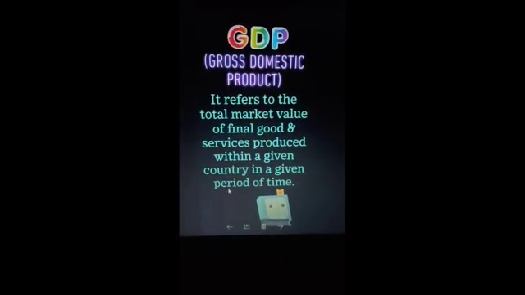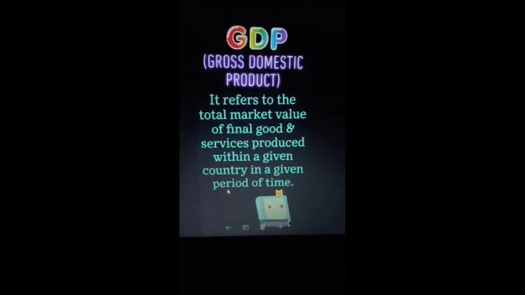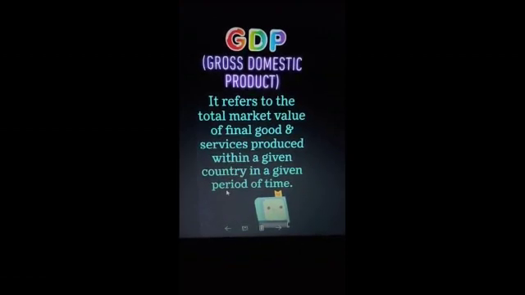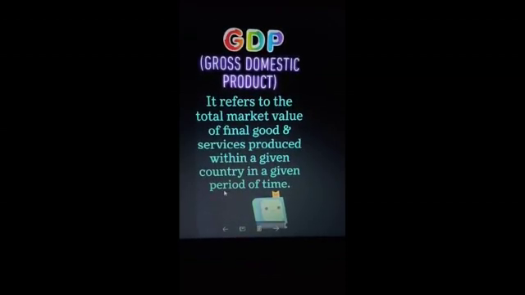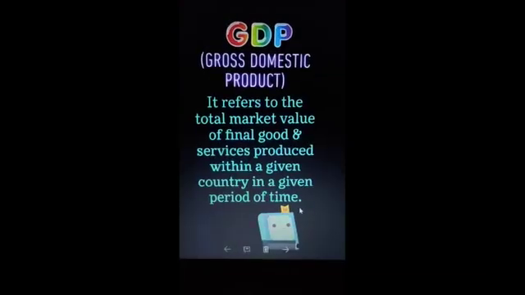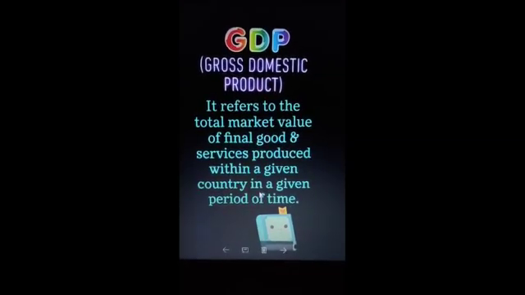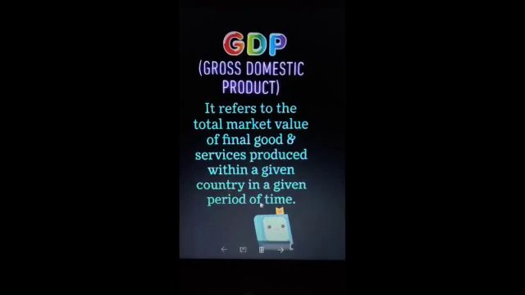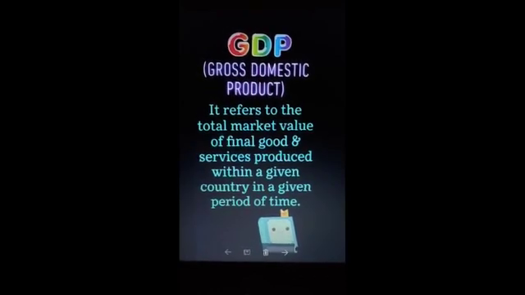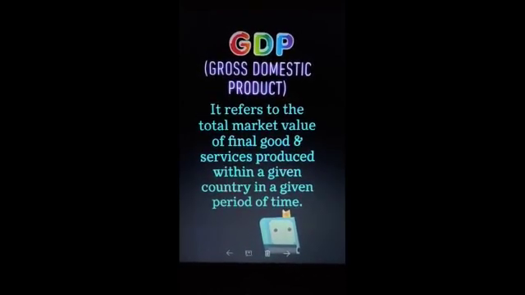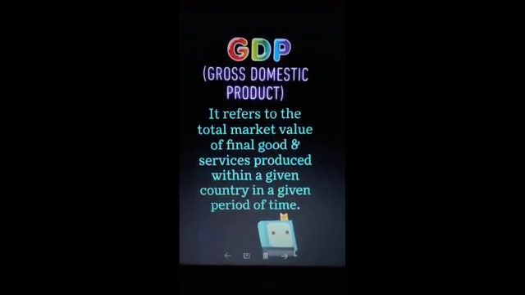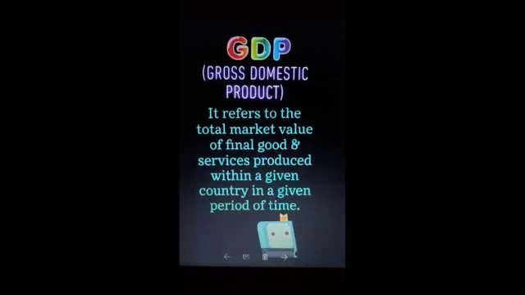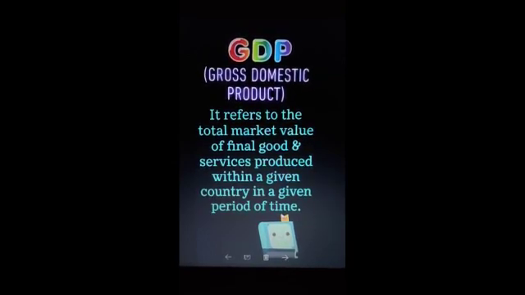Now, here comes the next dissection of the definition, that is within a given country, which means that whatever production activity is being conducted, it must be within the domestic territory of a country or of a nation. Only that production will be included in the term GDP or the gross domestic product. Now, this dissection of the definition, that is in a given period of time, means that we usually calculate the value of the GDP for an accounting year that ranges from 1st April to 31st March, or for a quarter that is basically of 3 months.